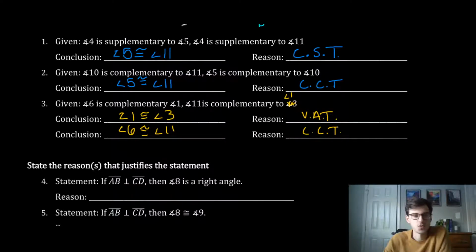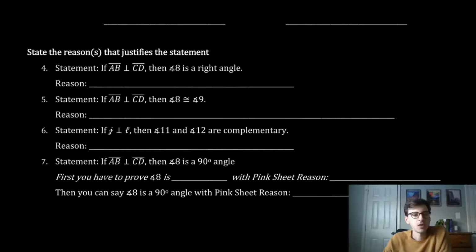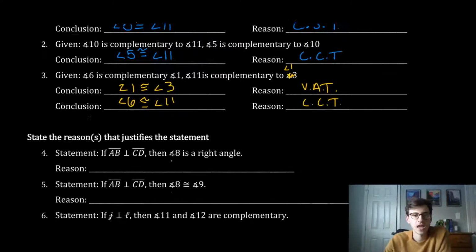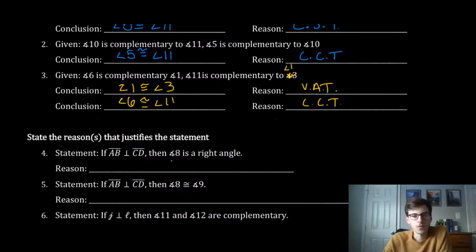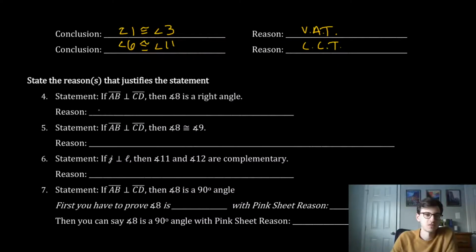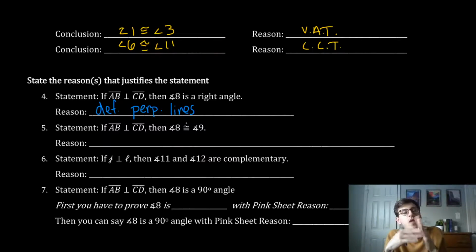Okay, we've got a few more. And really, you don't even really need the pictures for this one, which is kind of nice, for some of these at least. If AB is perpendicular to CD, how could I say that angle 8 is a right angle? Well, that is quite simply the definition of perpendicular lines, right? The definition of perpendicular lines states that two lines are perpendicular if they meet at a right angle. Simple as that. So if they're perpendicular, then 8 has to be a right angle.